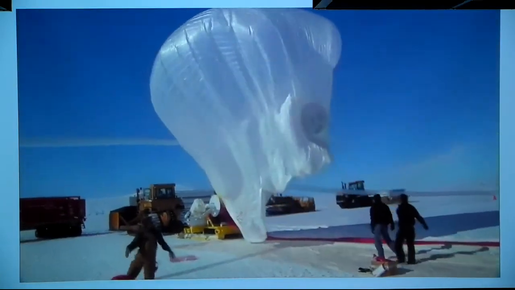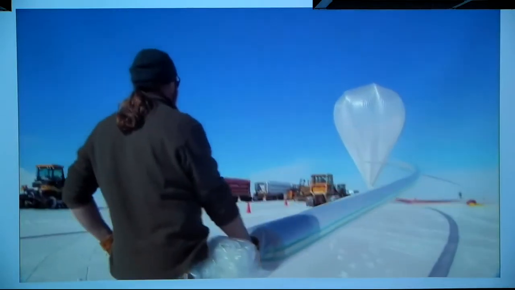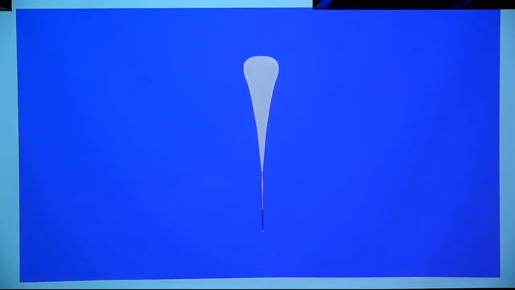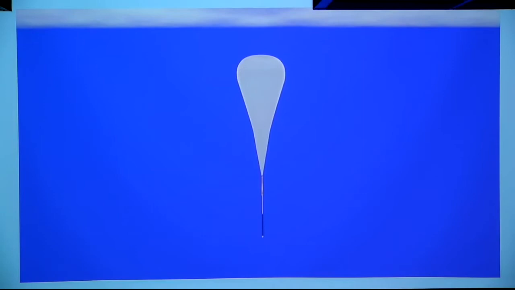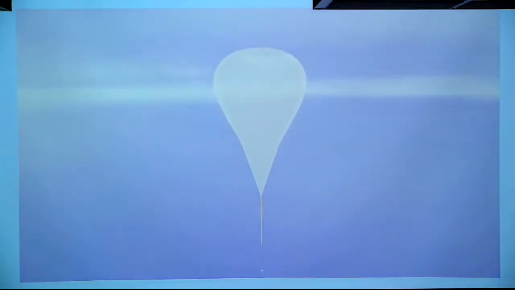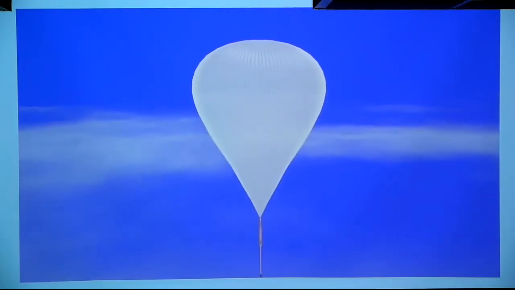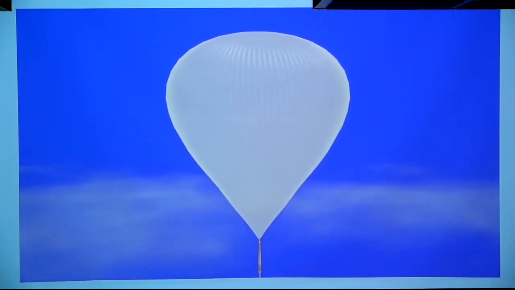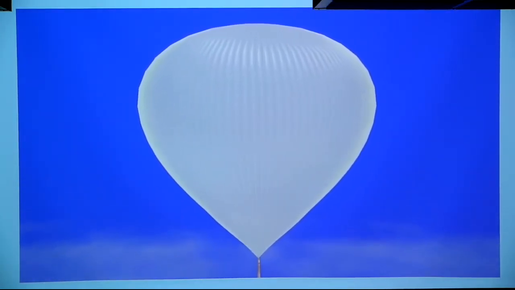Due to the natural difference in density between the helium gas used to fill the balloons and the air, as these zero-pressure balloons ascend in the atmosphere, they expand to volumes of up to 40 million cubic feet, nearly the size of a stadium like the Louisiana Superdome.